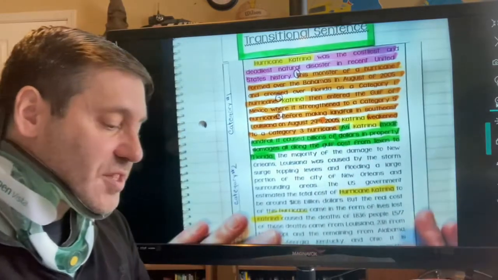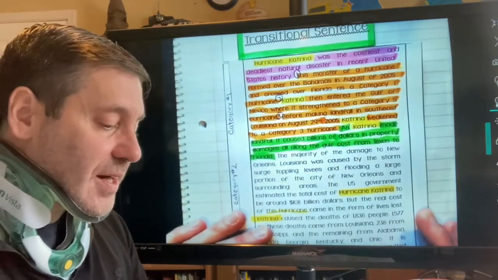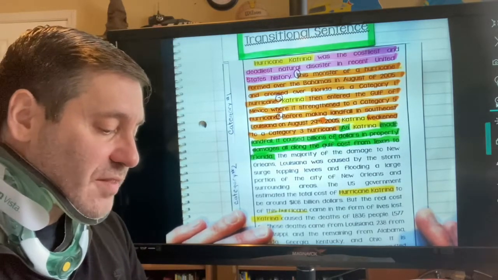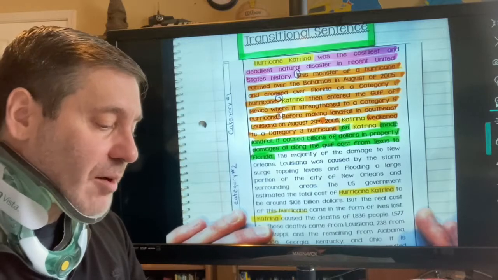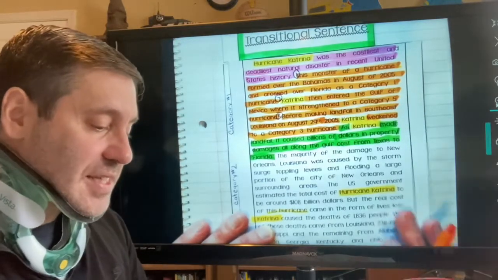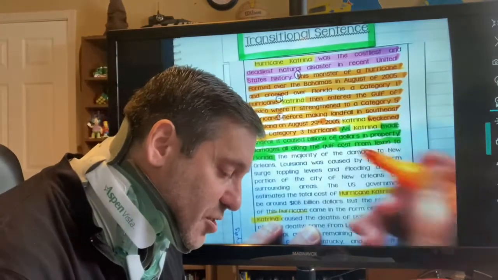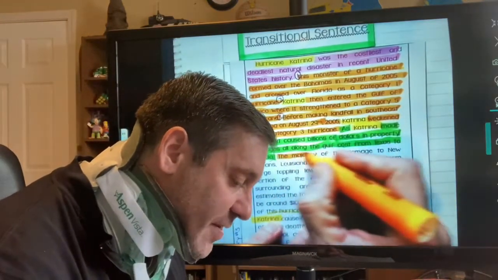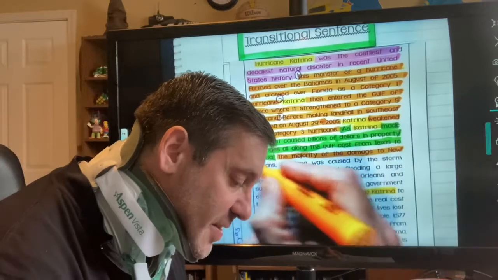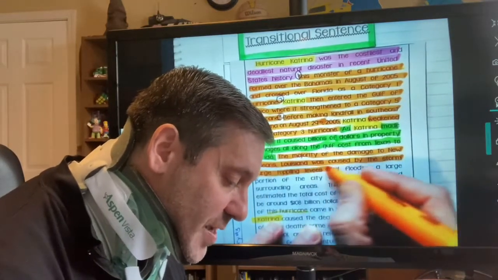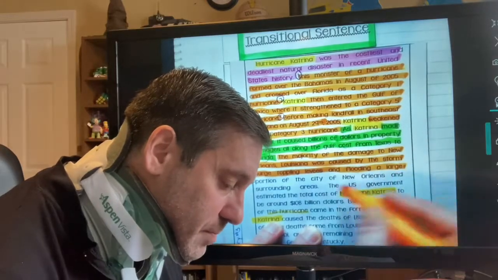The majority of the damage to New Orleans, Louisiana was caused by the storm surge, toppling levees and flooding a large portion of the city of New Orleans and surrounding areas. This is a supporting detail. It's telling us why it cost so much. Because the storm surge went over the levees and the city flooded. And that is why there was so much damage. That's why it cost so much.